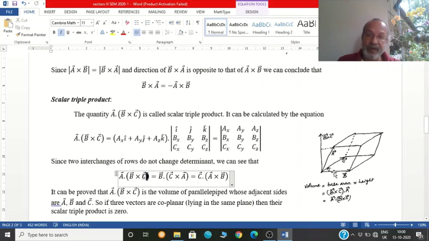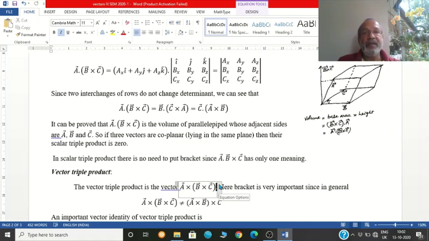So if you rotate a right-handed screw from B to C, the screw will move perpendicular to B and C in this direction. So this is the direction of B cross C. So this A cos theta will be the height of the parallelepiped. Now if A is also lying in the same plane of B and C, that is in the horizontal plane, then the volume of the parallelepiped will be 0. You can use this property.